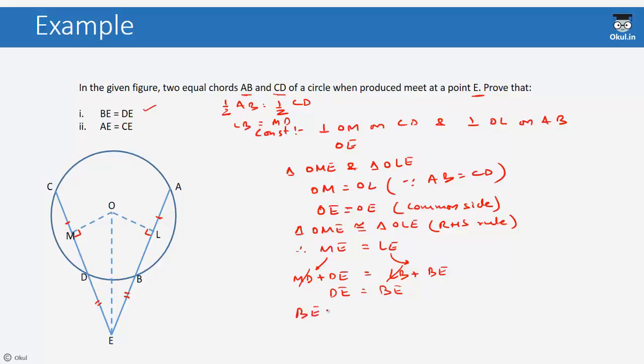Now since DE is equal to BE, if we add the chord AB or CD to either of them, we get BE plus AB is equal to DE plus AB. Now we are adding the same thing on both the sides. Since AB is equal to CD, as given that the chords are equal, we can also equate it to DE plus CD. So we have now BE plus AB is equal to AE, and DE plus CD comes out to be CE. So thus we see that they are equal.